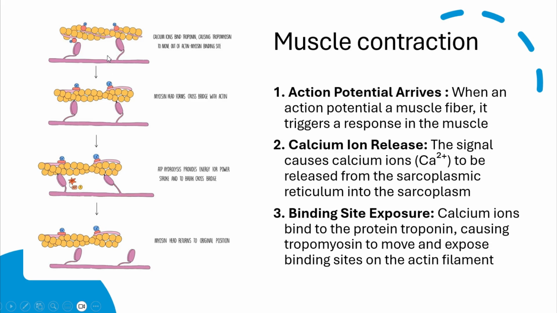As you see in the diagram on the left, calcium ions bind troponin, causing tropomyosin to move out of the actin-myosin binding site. So that's going to move away now, and you see how the yellow part of the actin is now exposed to the myosin. So the myosin is going to attach to that actin.